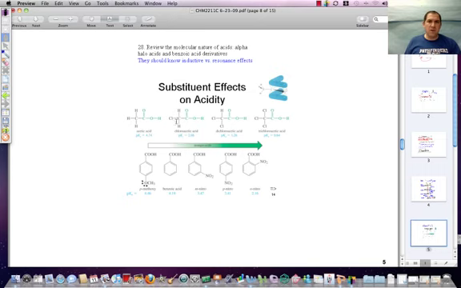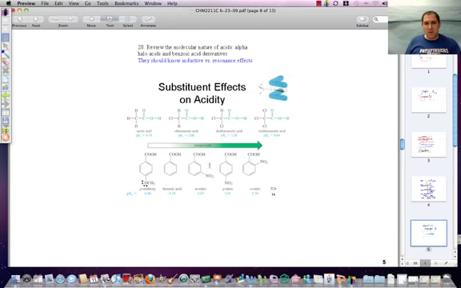If I put a halogen on the alpha carbon, that's going to have an electron-withdrawing effect on our carboxylic acid. And as the pKa of our acid goes down, that means our acid strength is going up. So therefore, when we get to trichloroacetic acid, we see that this is a very strong acid as opposed to acetic acid, which is a weak acid.